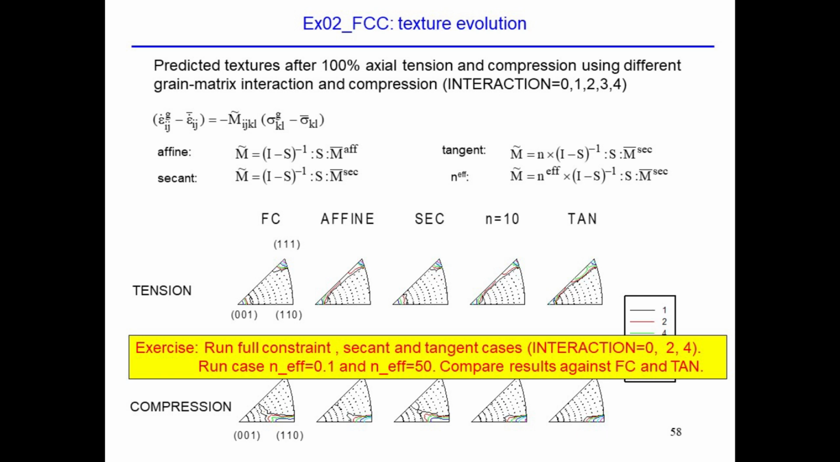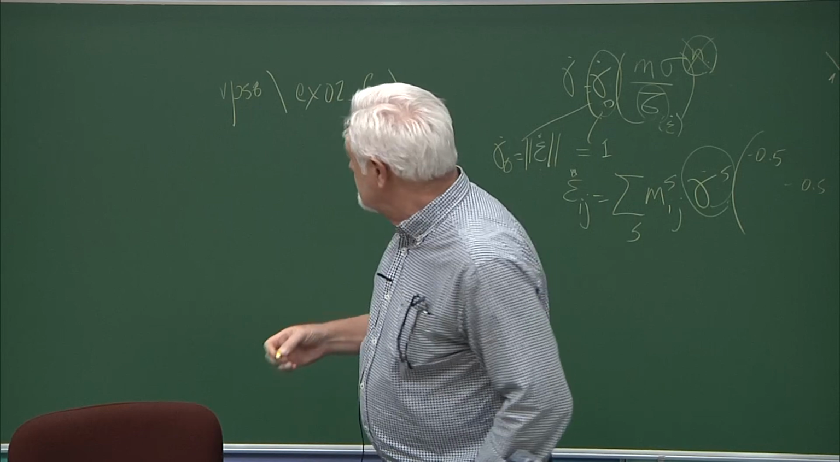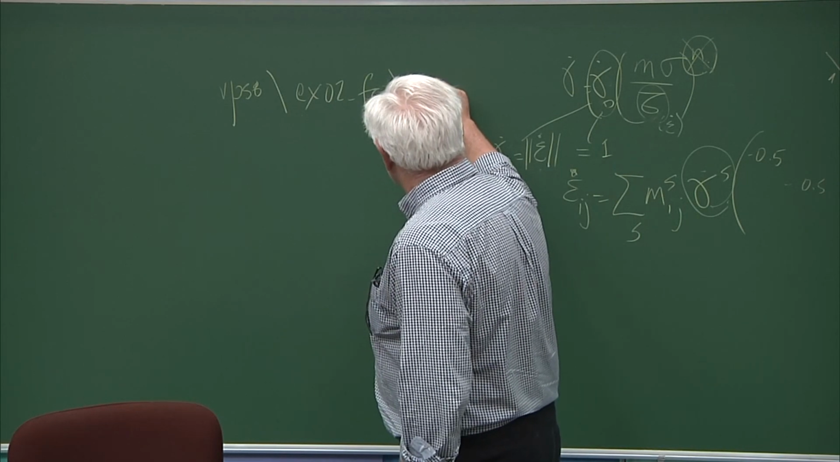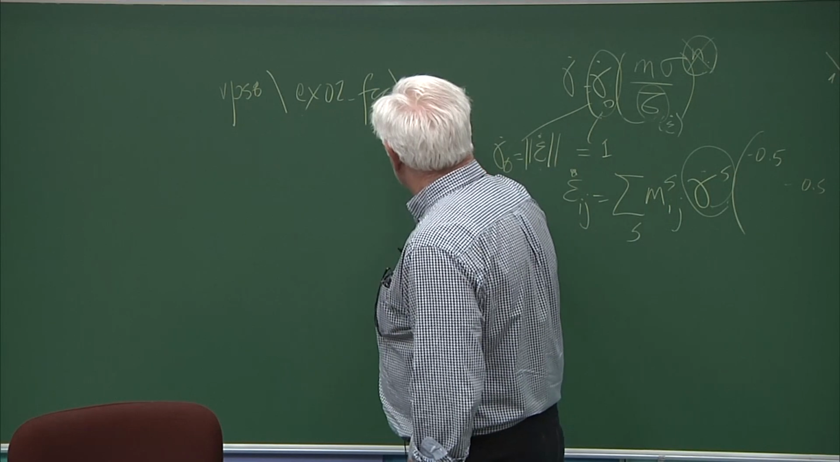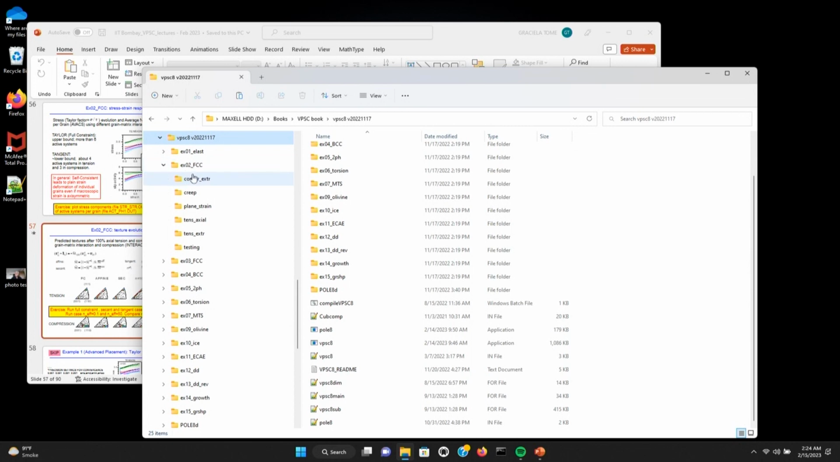So these are the cases that we are not going to run all of, but that is what is suggested to be done. What I will try to do now is show the different steps that you will have to take in order to run the code. So you will have to go to VPSC8 and then example 2 FCC, and in this example I can't remember what it is called, but it's probably called tension, or compression. So this is the example. Compression extrusion and tension extrusion are the directories.